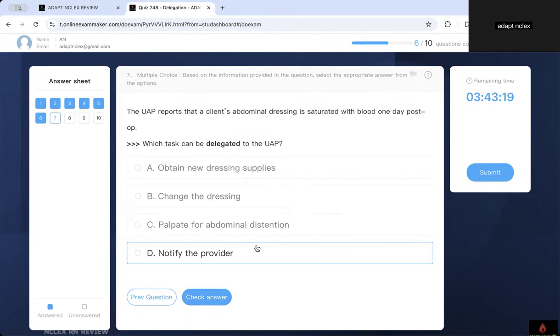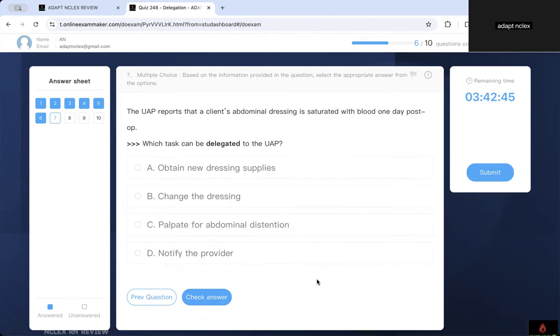Number 7, a UAP reports that a client's abdominal dressing is saturated with blood 1 day post-op. What did I tell you? Assist and report. Never assess or teach. That means anything that requires thinking. I saw it and I'll talk about it. Assist and report. Therefore, which task should the nurse delegate to the UAP? What do you tell her? Obtain a new dressing, go and change the dressing, palpate for abdominal distension, or let the doctor know.